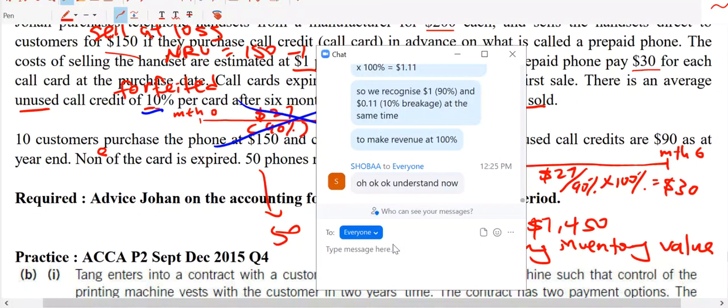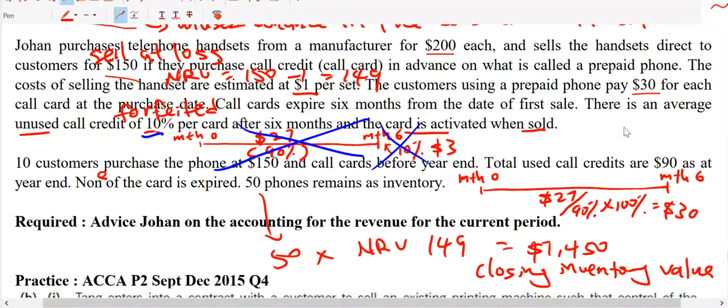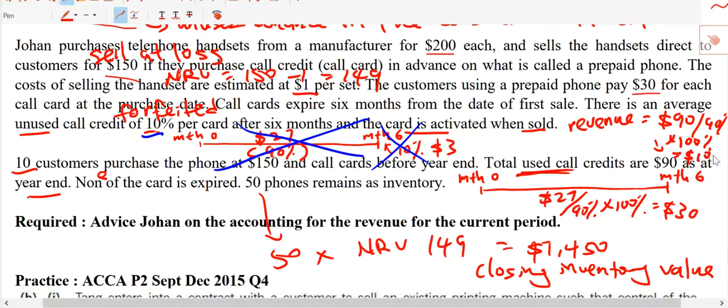Okay, great. So the rest, are you okay? If not sure, you ask again. So now if I look at the total used call credit at the year end from the 10 customers, 90. So our revenue will be 90 divided by 90% times 100% equals $100.